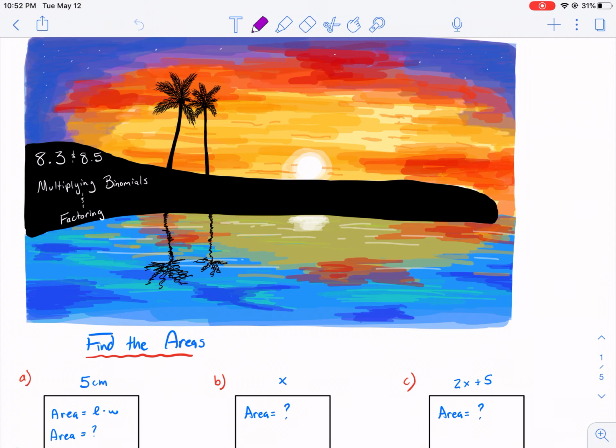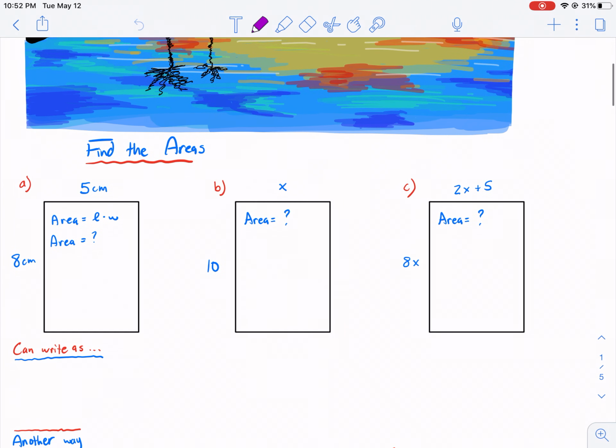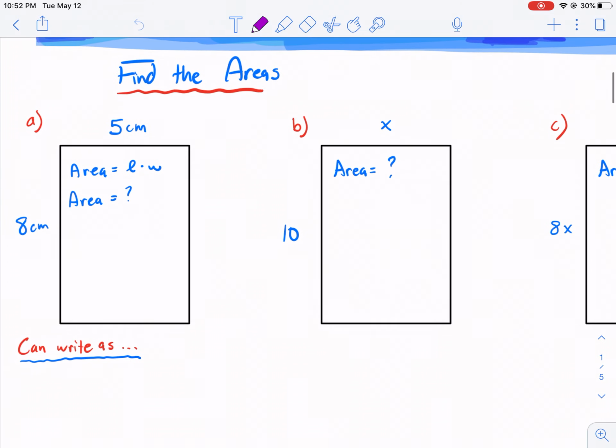We're going to be doing a couple different sections in this unit. The first of which is 8.3, which is multiplying binomials. To understand multiplying binomials, let's first consider area. So we have a couple problems here, and it's just asking us to find the area of each.